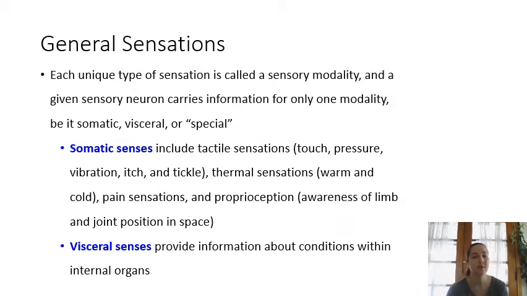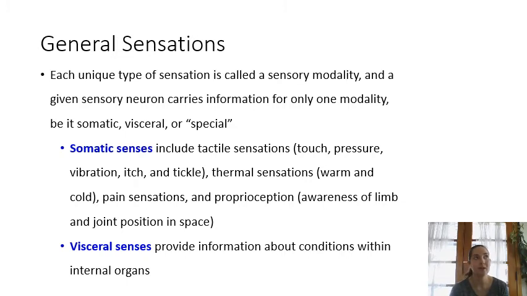All right, so a little bit of information on the difference between somatic senses and visceral senses. Somatic senses are the things that you normally think of when you think of sensation, right? So touch, pressure, vibration, itchiness, tickles, the feelings of warmth and cold, feelings of pain, those are all somatic senses. And in addition to those, there's another sense here called proprioception. Proprioception you may not have heard of.